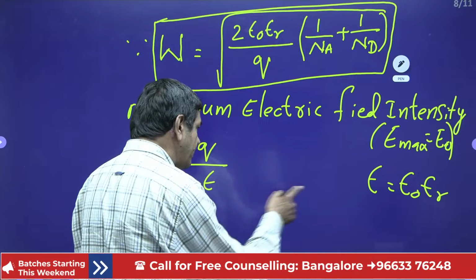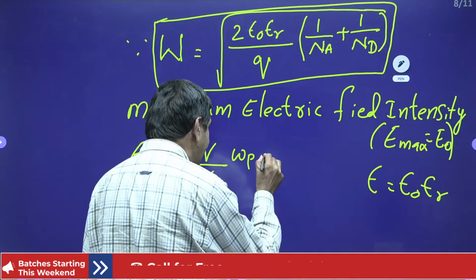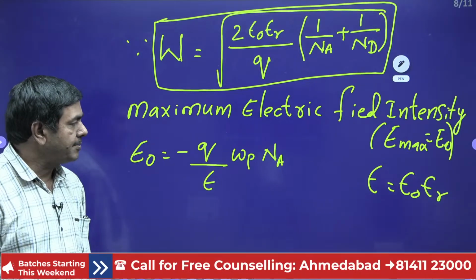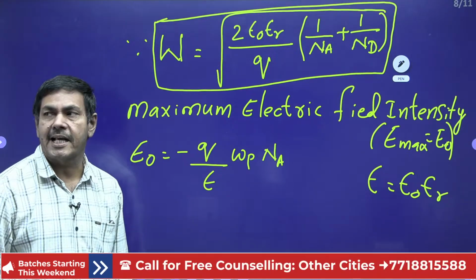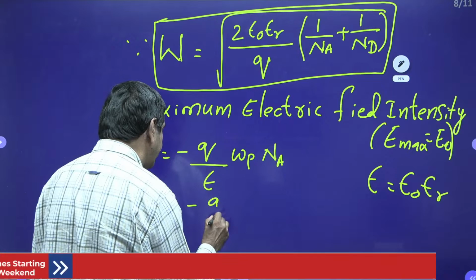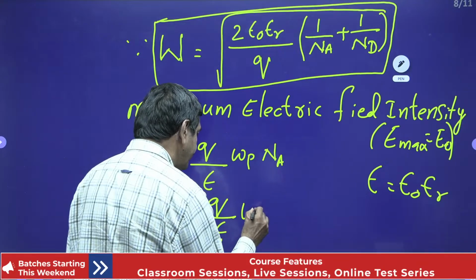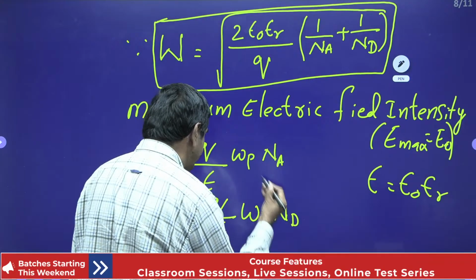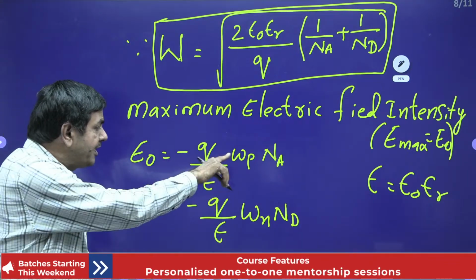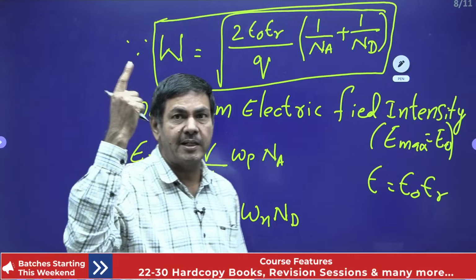Q by epsilon, epsilon equals that value, into Wp into NA, the acceptor concentration. Minus Q by epsilon Wp into NA is acceptable. Otherwise, you can use one more formula also: minus Q by epsilon Wn into ND. Even if you apply this formula, it is acceptable. In this case Wp and Wn must be given. But in the last case, if W is given, you calculate Wp and Wn.